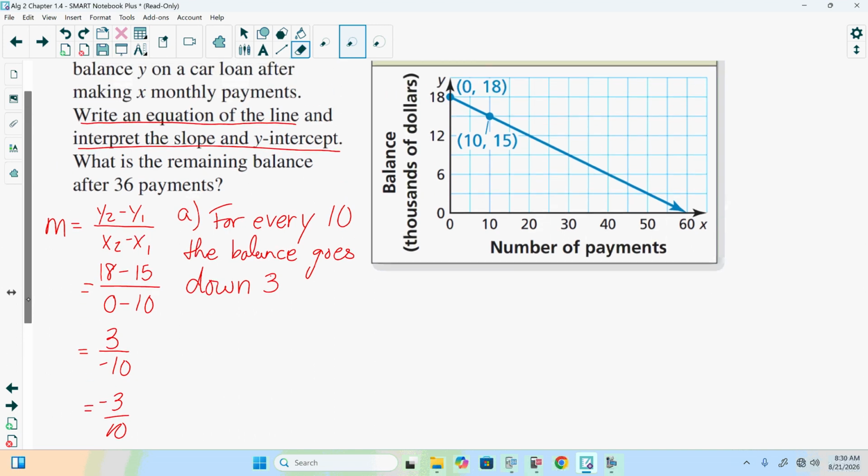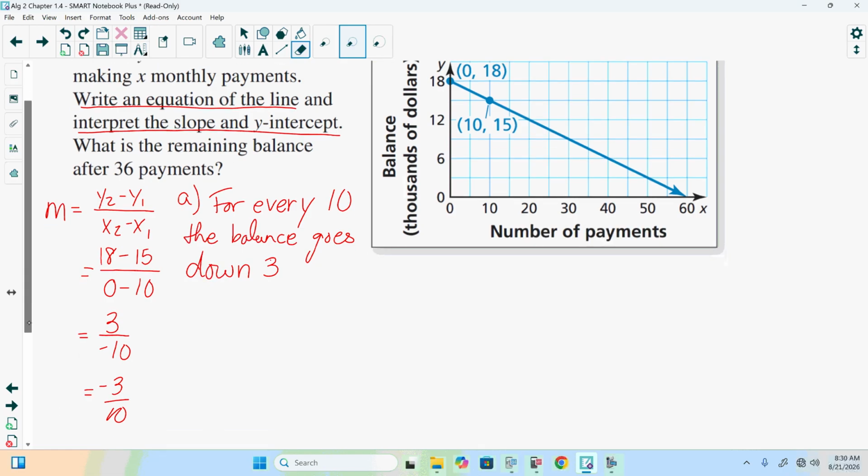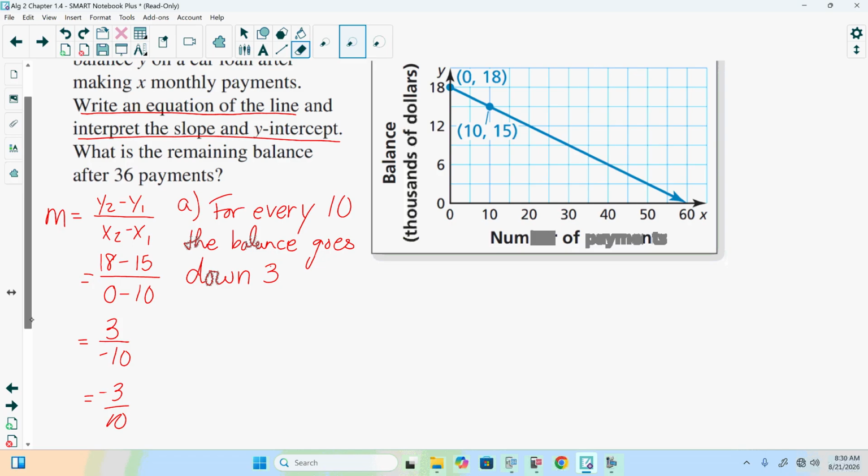Three. Now there's two things. One, I didn't say anything about the negative, right? It goes down. It's decreasing. It's negative, yes? But it's not just 3. Look at the chart.